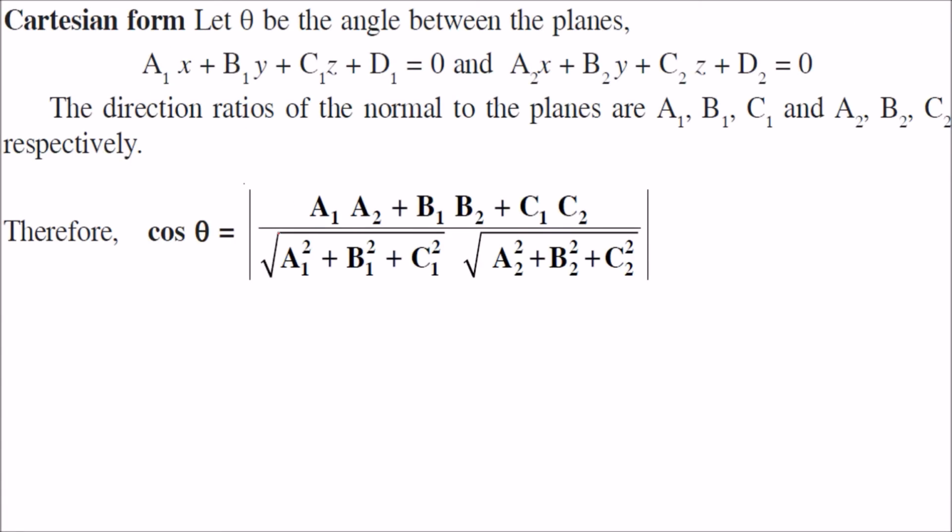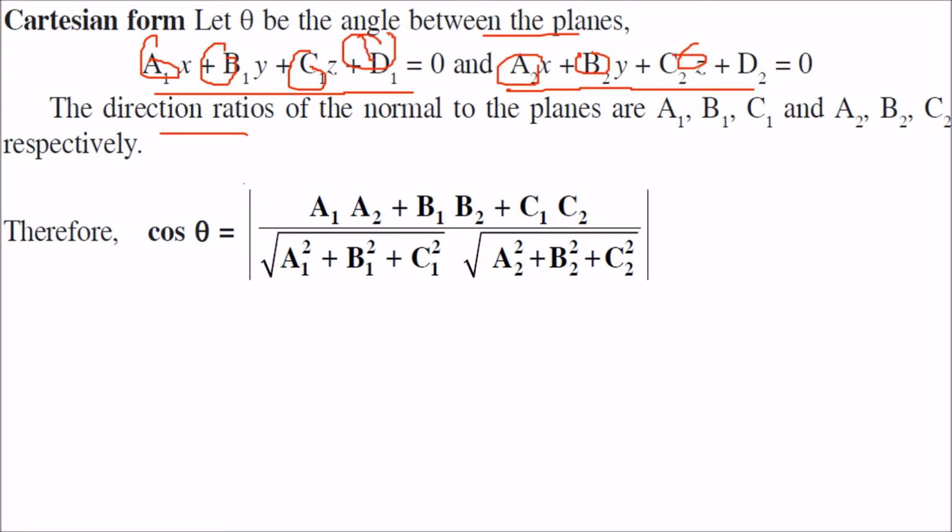We can also have a Cartesian form. If theta is the angle between two planes, we know the equations of the planes in Cartesian form are a1x plus b1y plus c1z plus d1 equal to 0, and a2x plus b2y plus c2z plus d2 equal to 0. The direction ratios of the normals to the planes are simply a1, b1, c1 for the first plane and a2, b2, c2 for the second plane. So cos theta will be simply a1a2 plus b1b2 plus c1c2, divided by the square roots of the sums of squares of the coefficients of x, y, z.